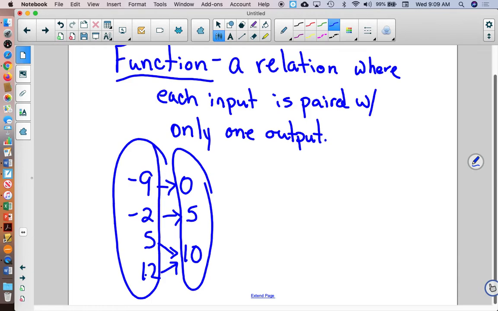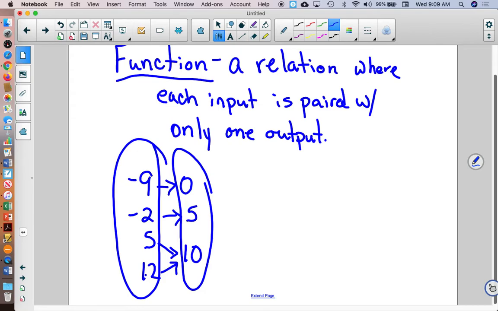Is that a function? Give me thumbs up if you think it is a function, thumbs down if you think it is not. And you gotta be able to defend it.